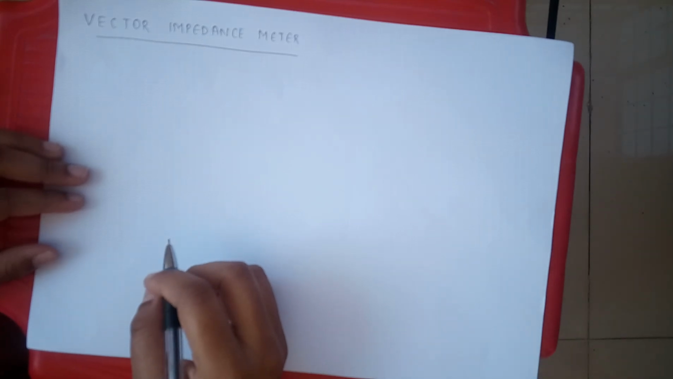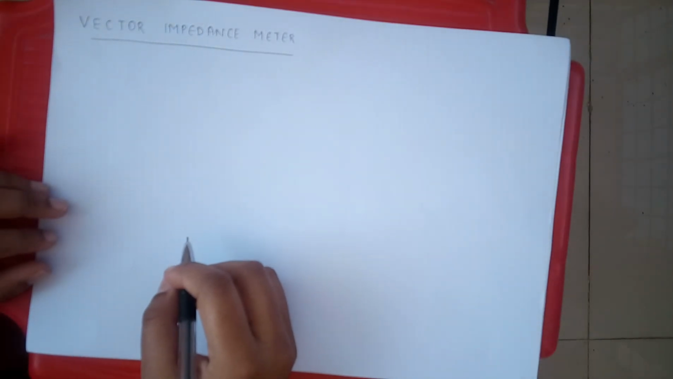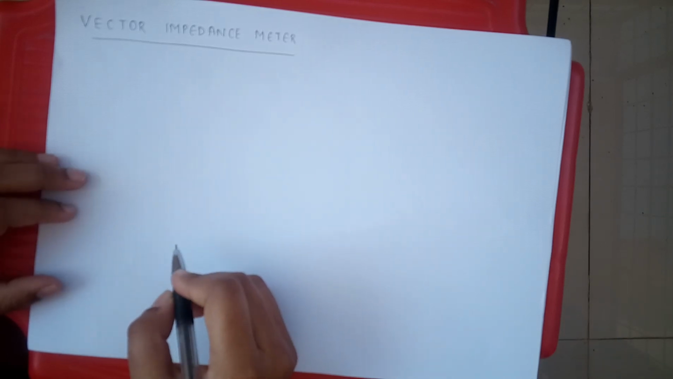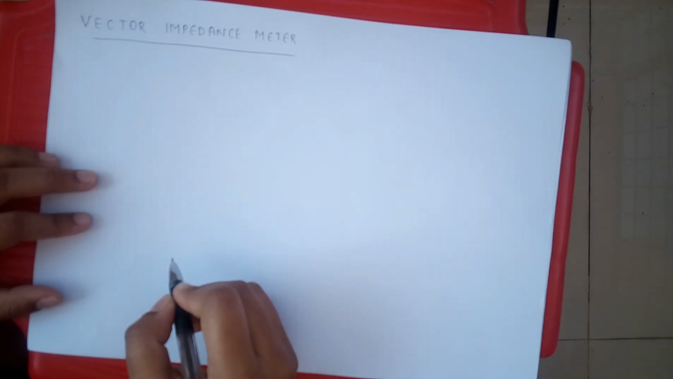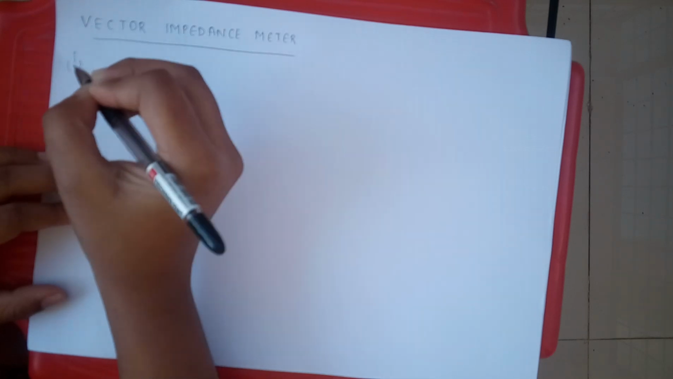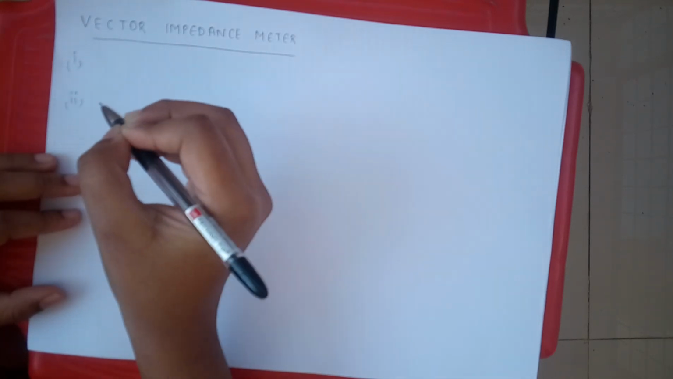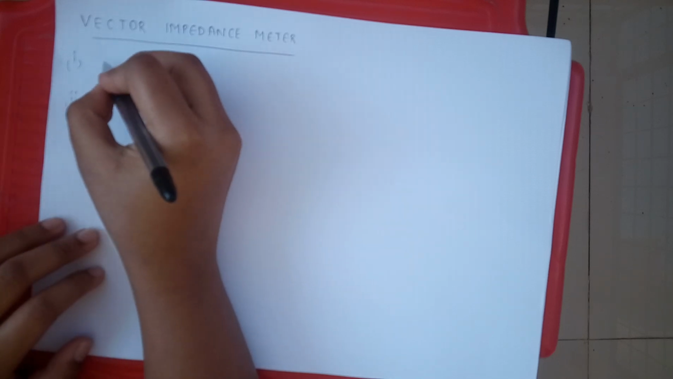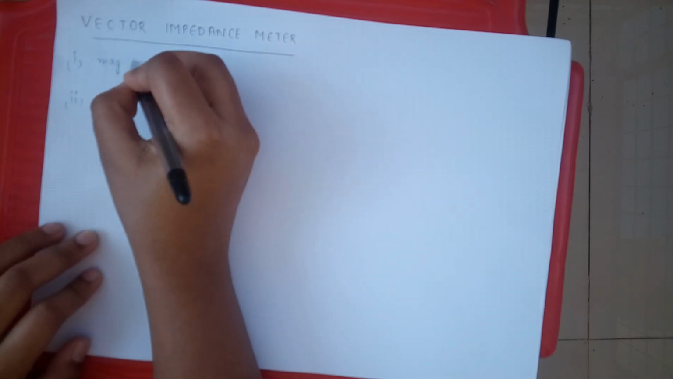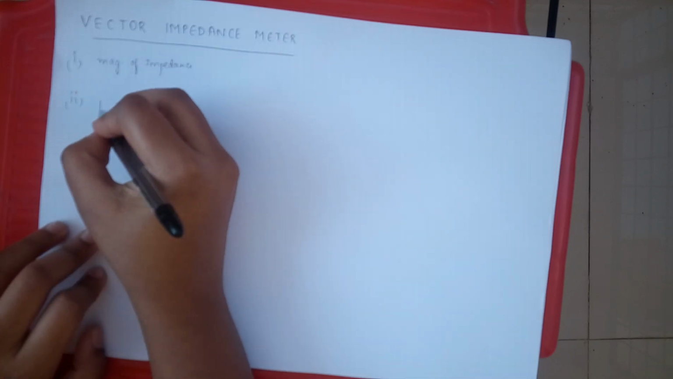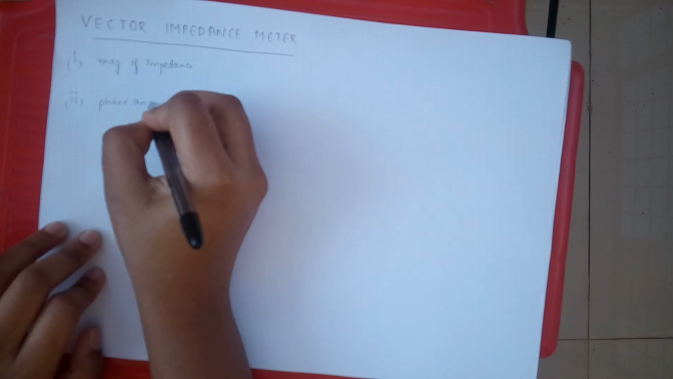In this video, I will explain the working of a vector impedance meter. As the name suggests, this meter is used to measure impedance. It not only measures the magnitude of impedance but also the phase. So, this meter has two main aims. One is to measure the magnitude of impedance. Second, to measure the phase angle.